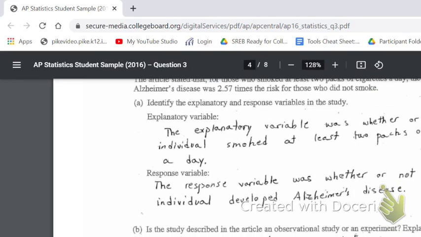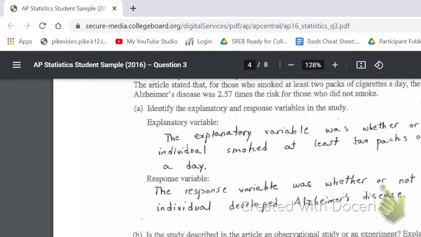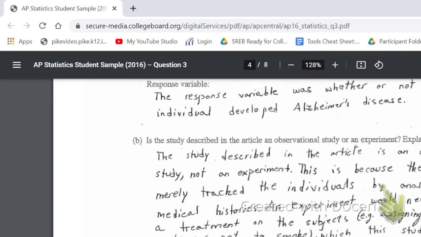And last one here. The explanatory variable was whether or not the individual smoked at least 2 packs of cigarettes a day. The response variable was whether or not the individual developed Alzheimer's disease. Yes. Saying whether or not, they're making sure to get both conditions in there. The study described in the article is an observational study, not an experiment. This is because the researchers merely tracked the individuals by analyzing their medical histories. An experiment would need to impose a treatment on the subjects, e.g. assigning them to smoke or not to smoke, which this study did not do, making it an observational study. Yes, they checked all the boxes there.